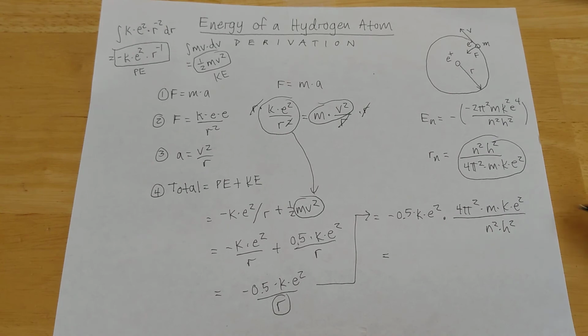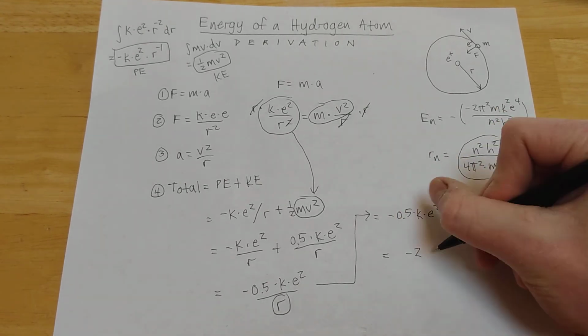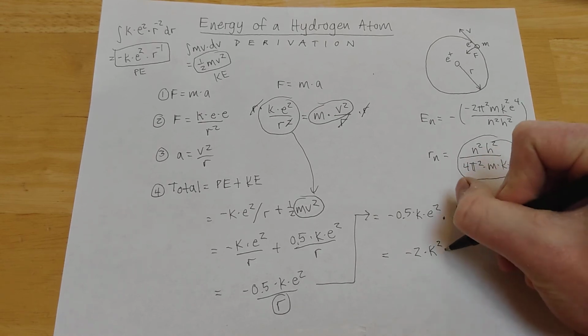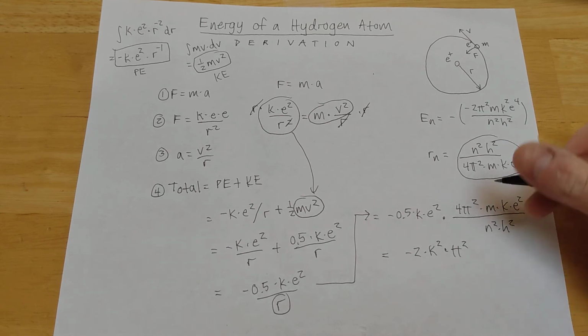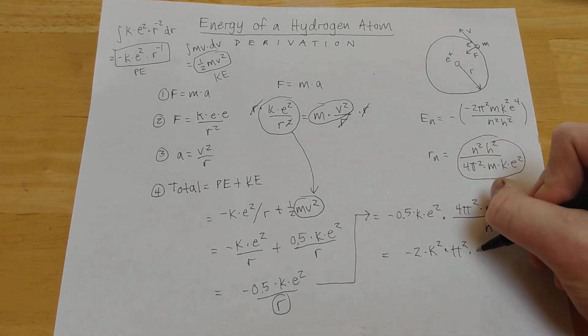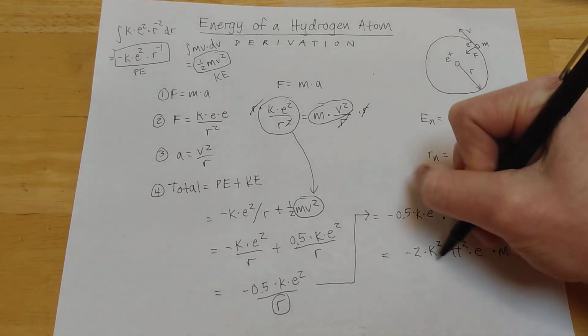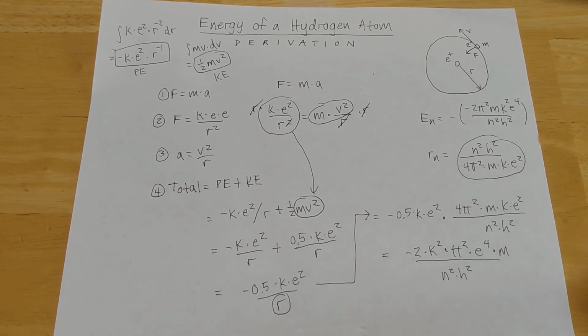So one last step here. Negative half of 4, negative 2. And then let's combine what we've got. We got our k squared. We do have just a pi squared. And e squared, e to the 4th, times m, all over n squared h squared. And again, we could just rearrange it so that it matches with this perfectly. So let's just go ahead and do that.